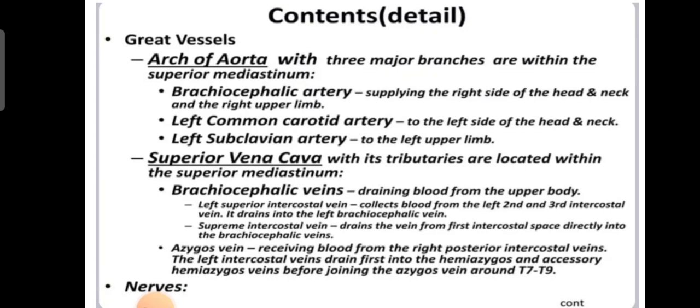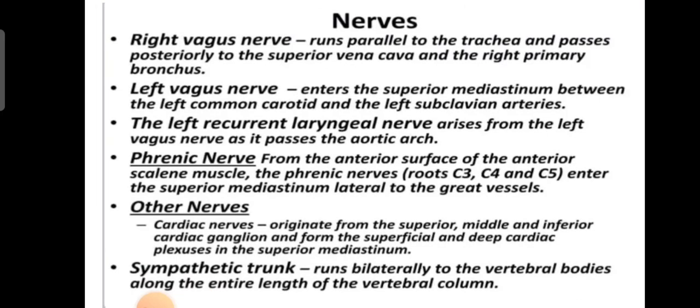the left upper limb. Then we have the superior vena cava with its tributaries, which are located within the superior mediastinum. It has the brachiocephalic veins, which are draining the venous blood from the upper part of the body. And we have the azygous vein, which is receiving the blood from the right posterior intercostal veins. Then we have the nerves.